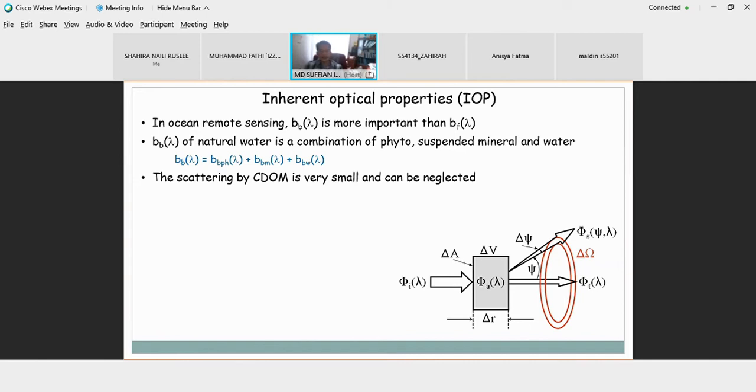And because of the very small size of CDOM, we can neglect the back scattering from CDOM. Sebab dia CDOM ni dia terlalu kecil, so dia punya back scattering juga is very small. So dalam ocean remote sensing, back scattering daripada CDOM ni kita boleh ignore sebab efek dia tak terlalu tinggi.